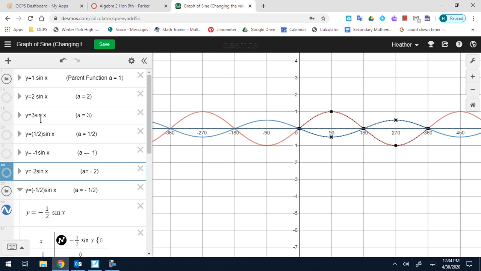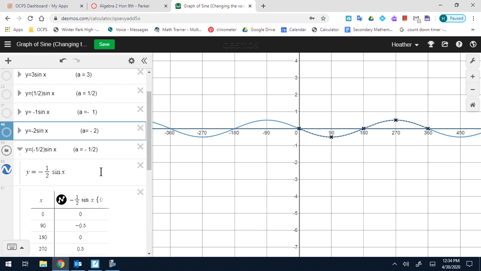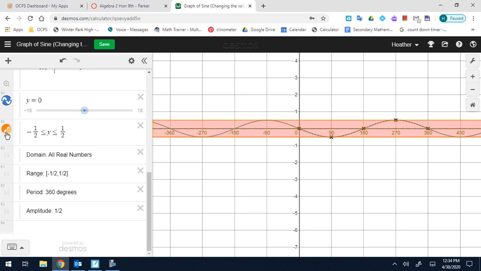Midline stays the same. My range changes. I'm going from -1/2 to 1/2. So domain stays the same, the range changes, the period stays the same. I'm still going 0 to 360 to complete one complete period. And then the amplitude is now 1/2, from the midline to the max, from the midline to the min.